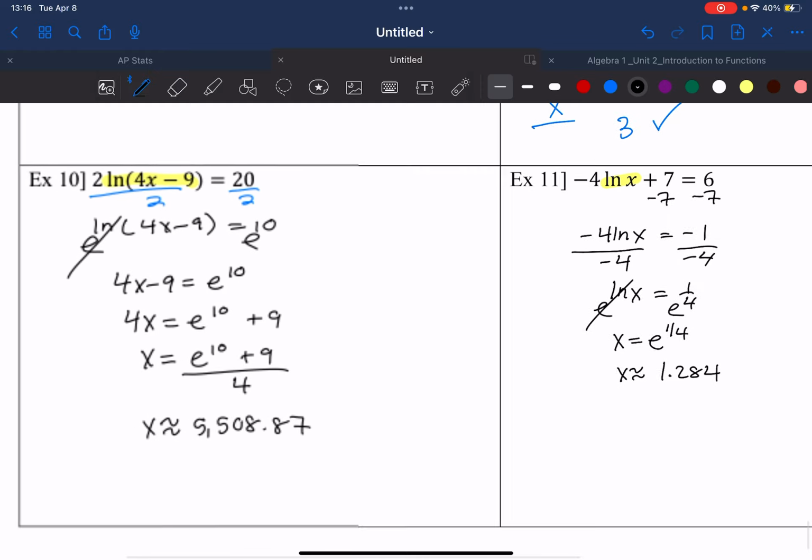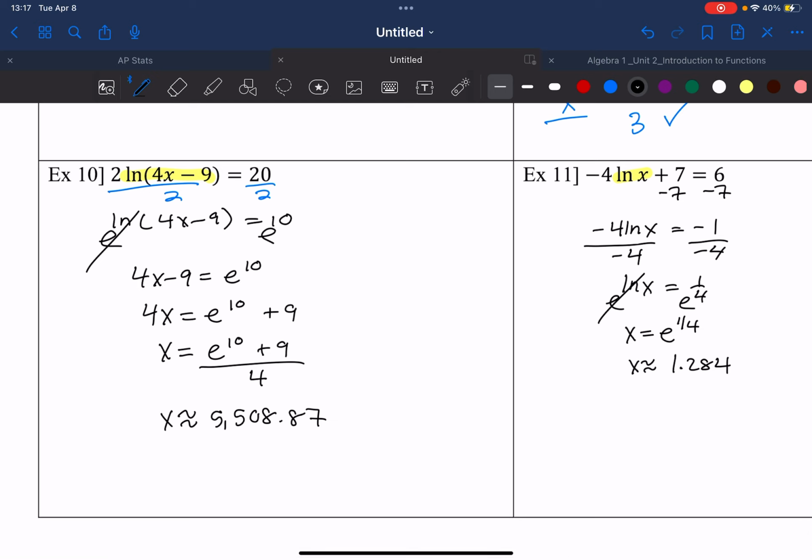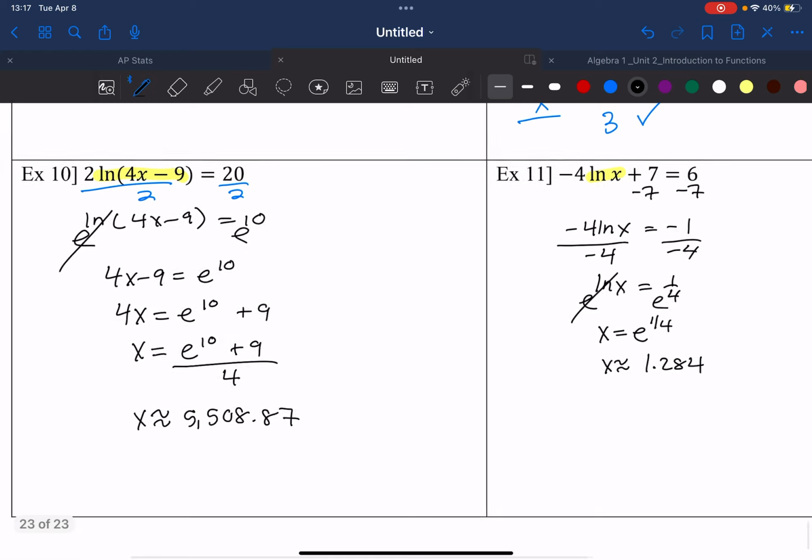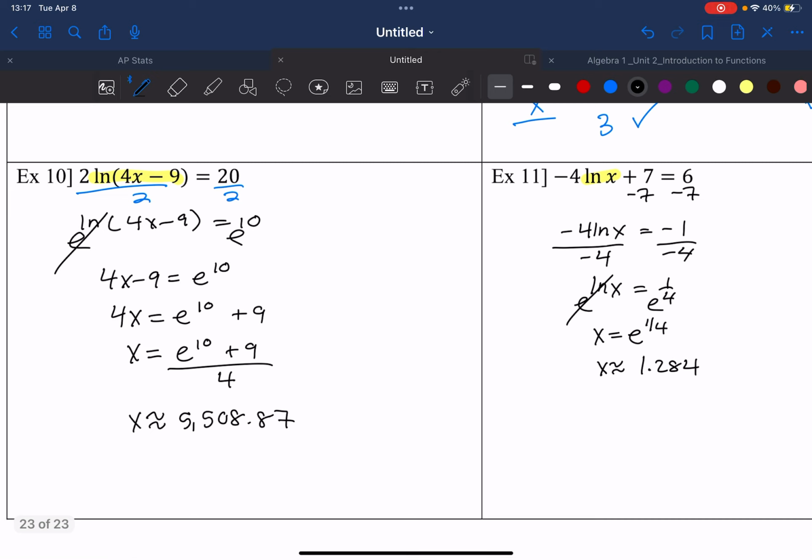And notice for number 10 and number 11, I didn't check because these ones are a little bit more obvious, okay? So for number 10, if I was to plug 5,000 into 4x minus 9, well, 4 times 5,000 is 20,000. 20,000 minus 9, I think we're good. Same with 1.284. If I was to plug that into x, well, 1.284 itself is not 0 and not negative, so we're good.